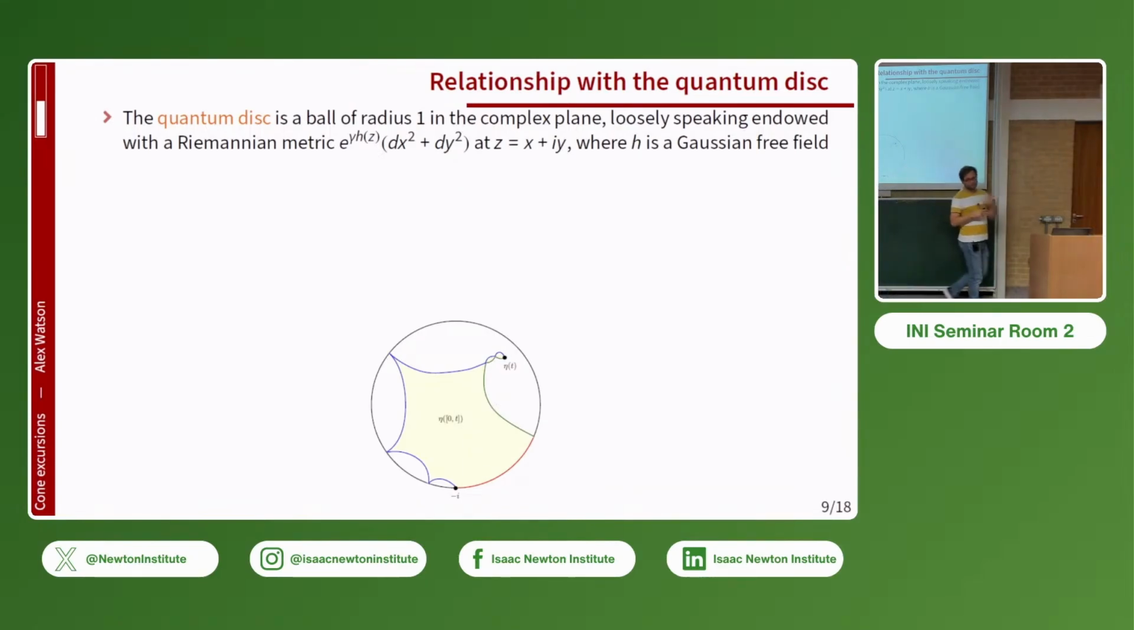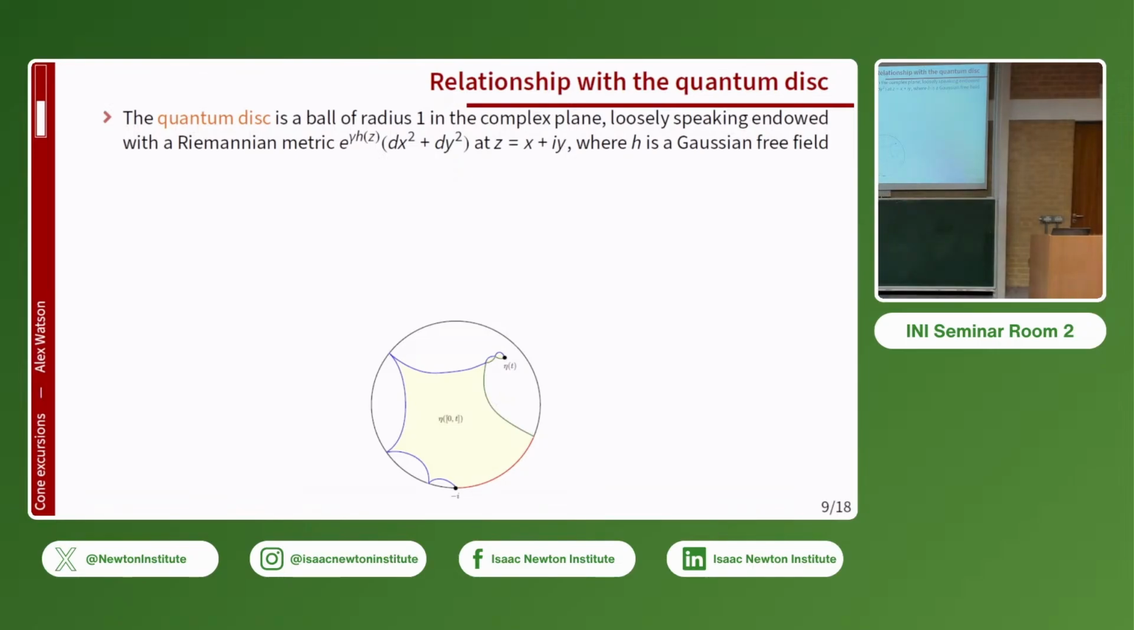You have to make sense of this in terms of some kind of normalization procedure, because on its own this doesn't really make sense, because h is not a proper function. But by now this is sort of classical, and this gives rise to some disk with some kind of Riemannian metric on it, a random Riemannian metric.